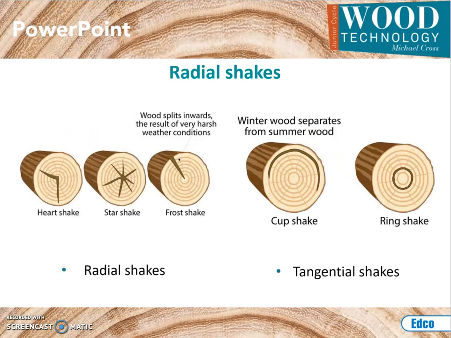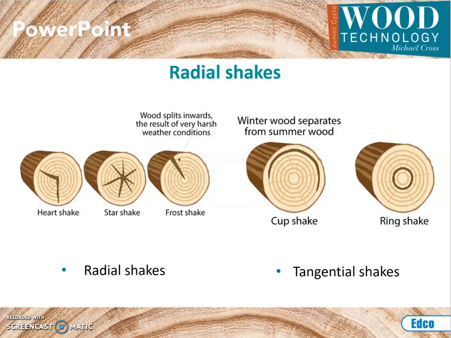Now, shakes. There's essentially two groupings of shakes: radial shakes and tangential. I'd be more worried about you learning the 5 types of shake rather than the groupings they come under. What a shake essentially is, is a fancy word for a crack in the timber. If we look here on the left hand side, you can see there's a heart shake, a star shake and a frost shake. So these are radial shakes.